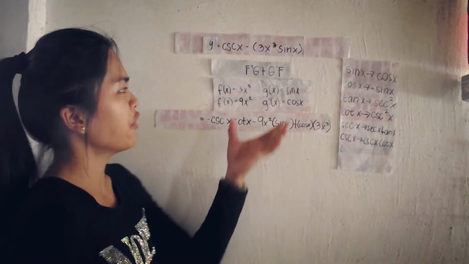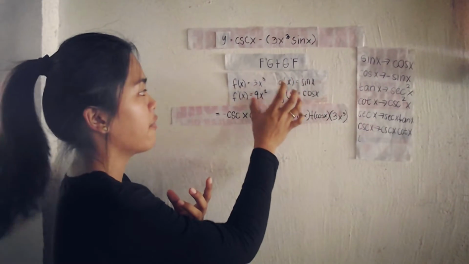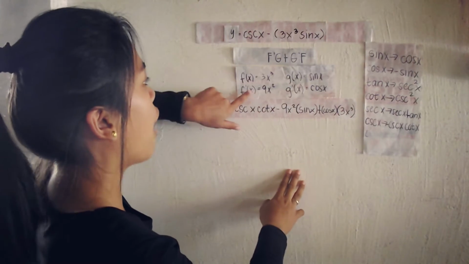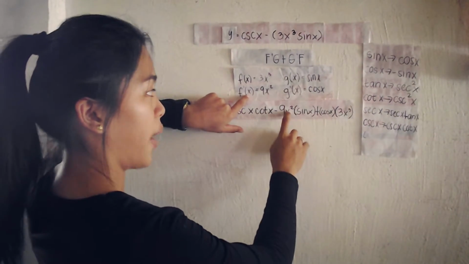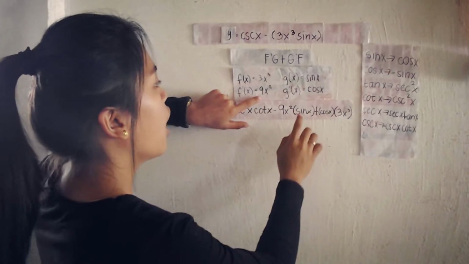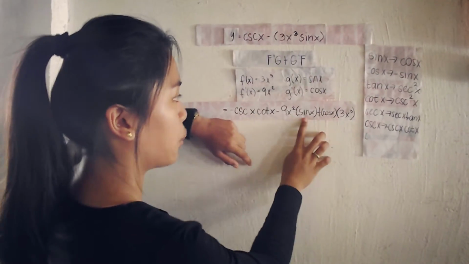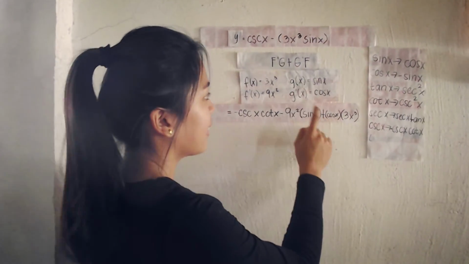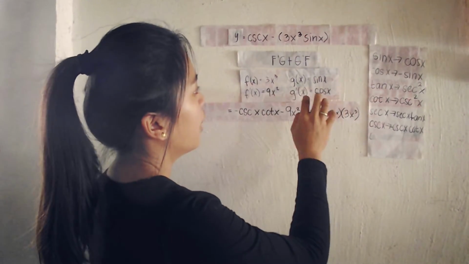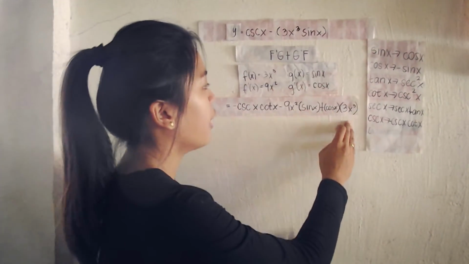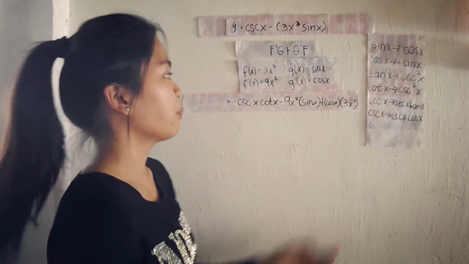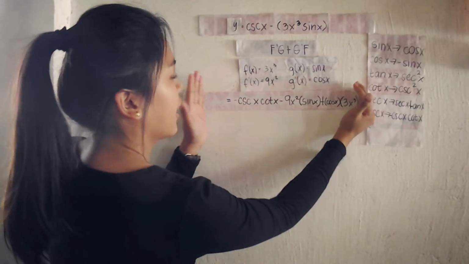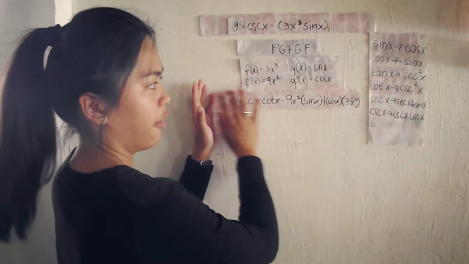After finding the derivatives of f of x and g of x, we'll now follow this one. So our f prime of x is equal to 9x squared. You have to substitute it here. Then our g is equal to sine x, and our g prime of x is equal to cosine x. Then our f is equal to 3x cubed. So after substituting it all, we can now look at this equation.